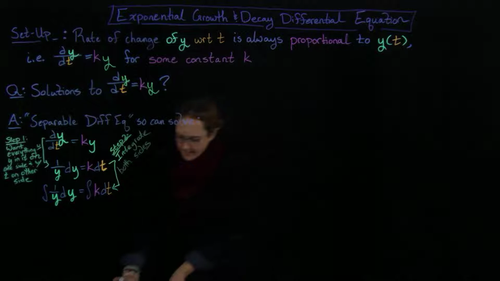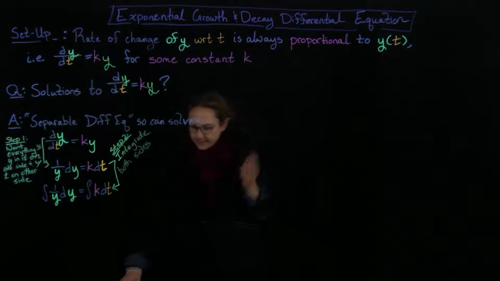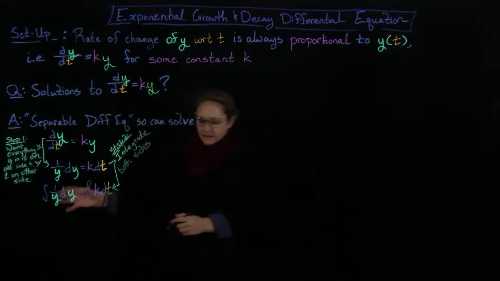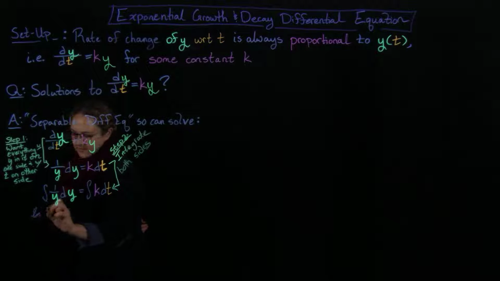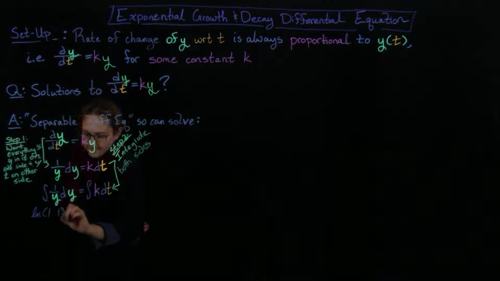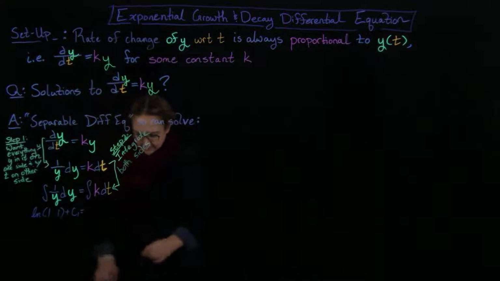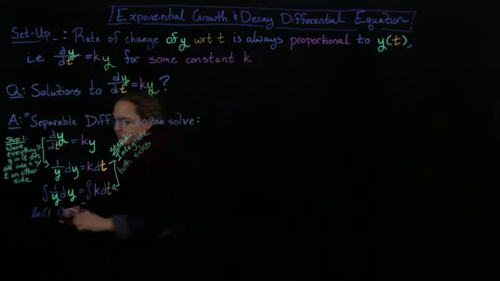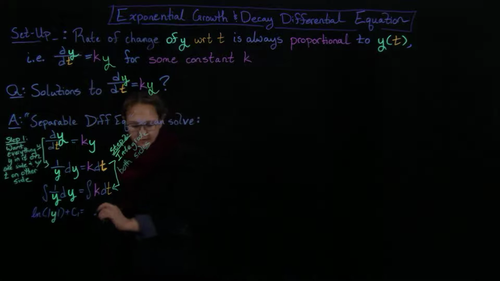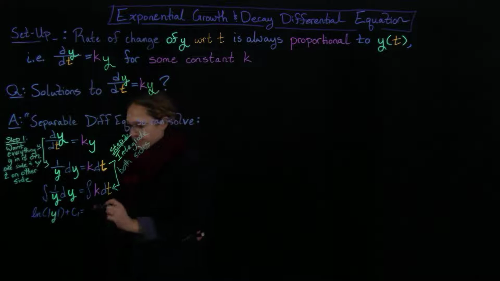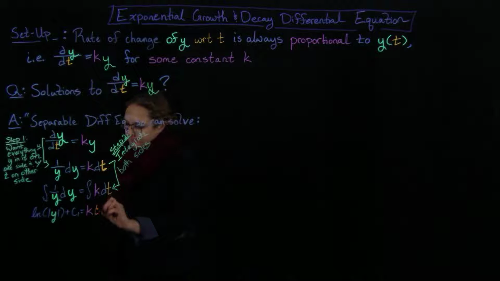Okay. Now, let's go ahead and integrate these. On the left-hand side, I get the natural log of y plus c1, and this is going to equal k times t plus c2.